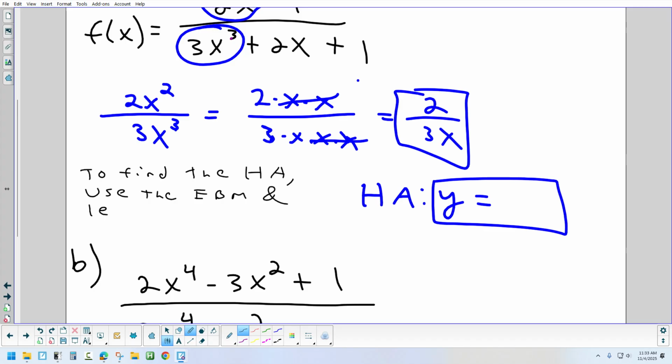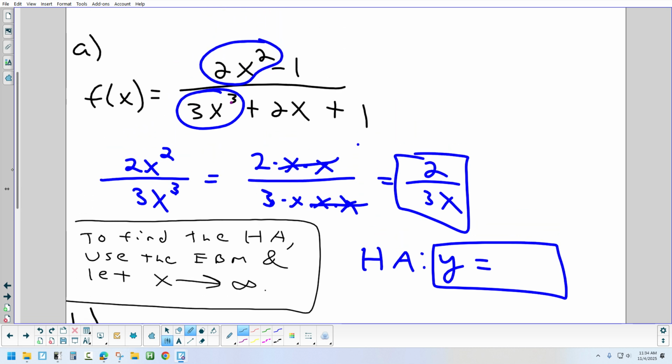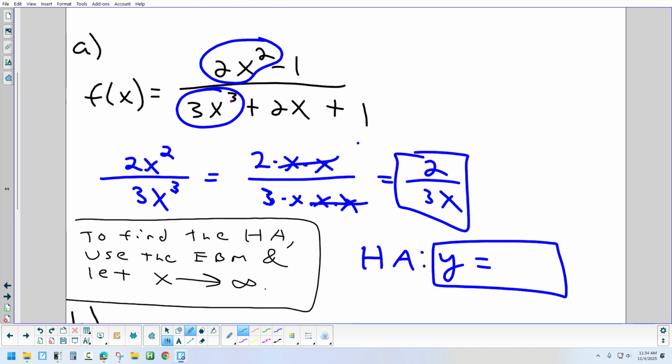And let x approach infinity. That's how we're going to find the horizontal asymptote. So the advantage of doing it this way is you don't have to look at a really complicated expression anymore. We're going to be able to look at something that's much simpler, but would still give us the same horizontal asymptote as the original. So we found our EBM.